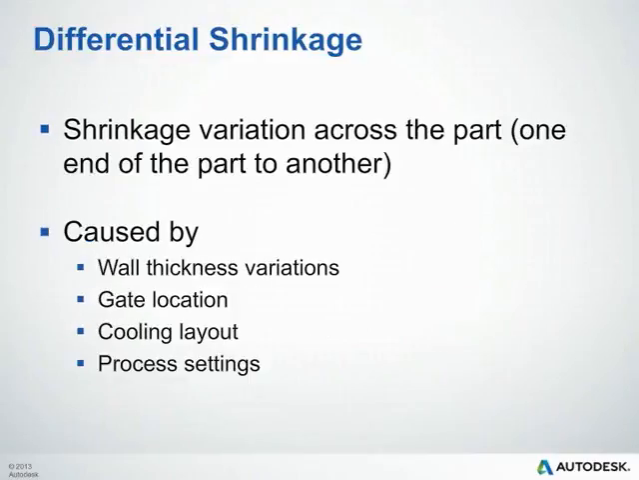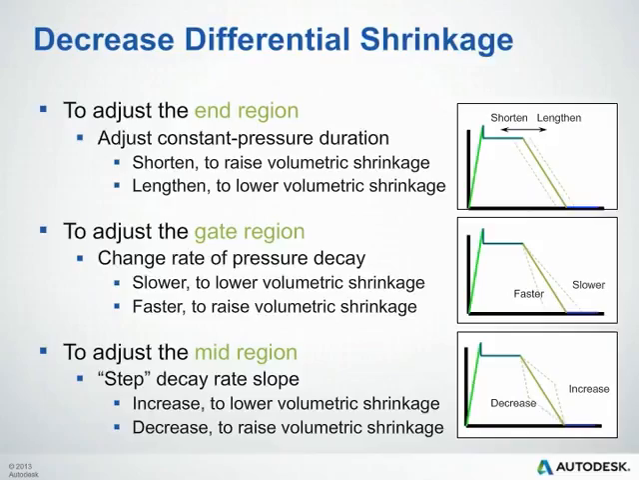Differential shrinkage is usually defined as shrinkage variation across your part, so basically from one end of the part to another, or in different regions. This is typically caused by wall thickness variations, your gate location, the cooling layout, or even some of your process settings. So to decrease differential shrinkage, we can typically play with a few different pack profiles here. This slide illustrates a few examples of what you might be able to try if you're having issues with differential shrinkage in your part.